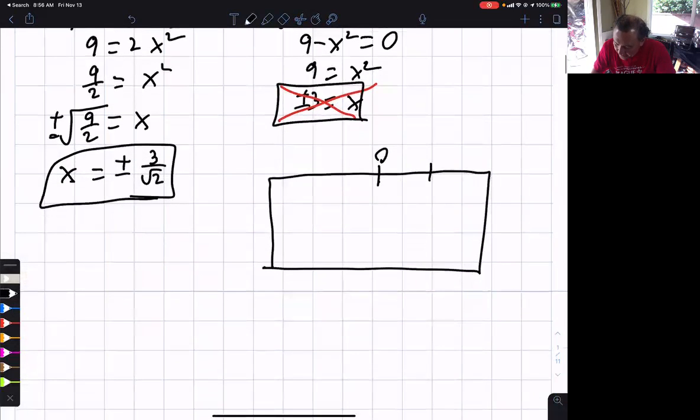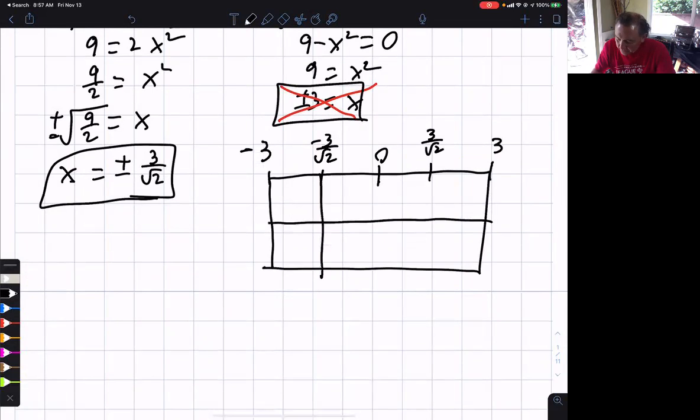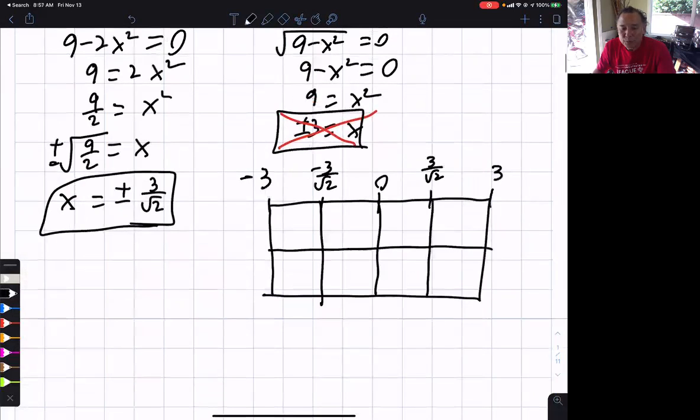This is 3 over radical 2. This is negative 3 over radical 2. The far right was 3 and the far left was negative 3. So picture that as a number line, but then I make a table out of that. What am I doing? I will explain.